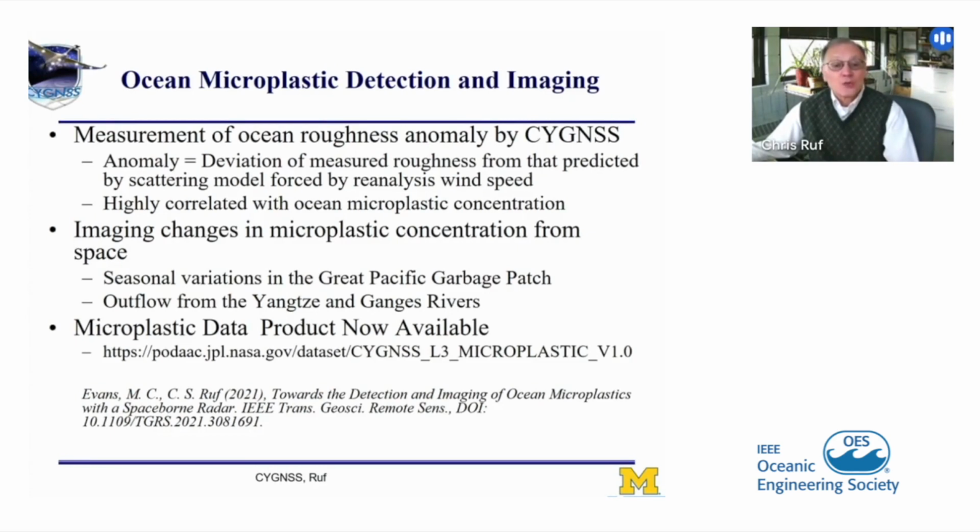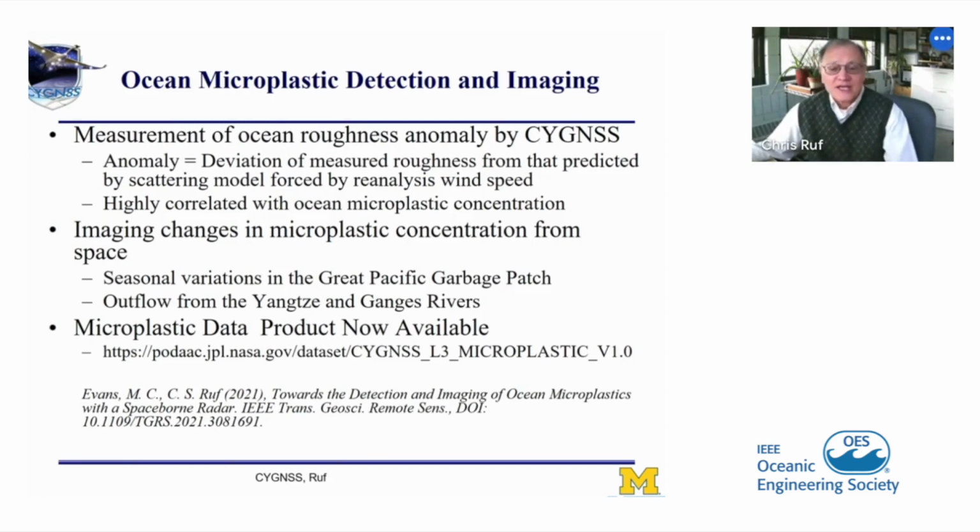Okay, so what we've done is empirically develop a relationship between the roughness suppression, or the MSS anomaly, and the microplastics, and I'll have a few slides to show you how we've done that. And then once we have that empirical relationship derived, we can make dynamic images of the concentration. I'll show you a few examples of that. One is seasonal variations, from month to month and year to year, of the concentration in the North Pacific gyre, or the Great Pacific Garbage Patch. Another is some time-lapse images of the concentration near the outflow of some major rivers around the world, and I think I have some examples of the Yangtze.